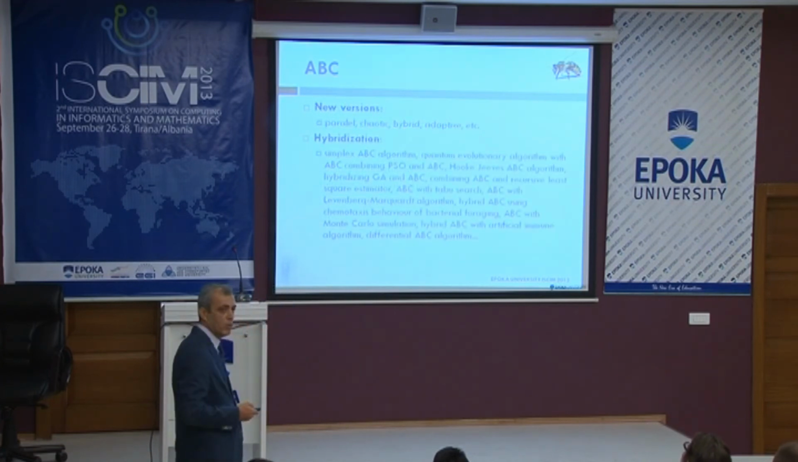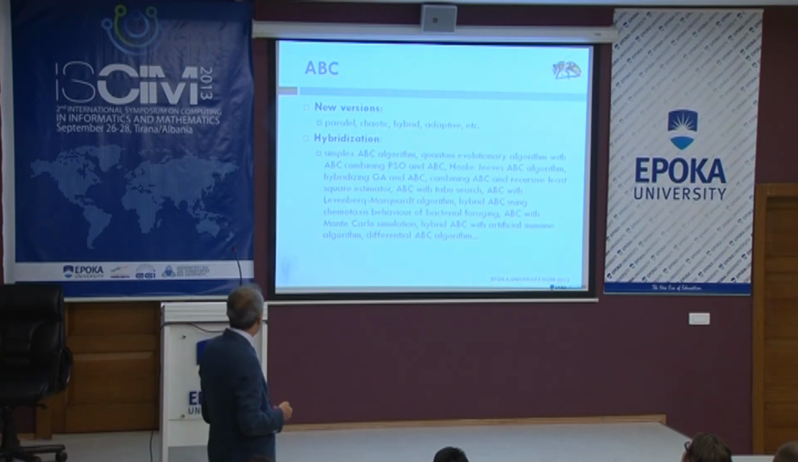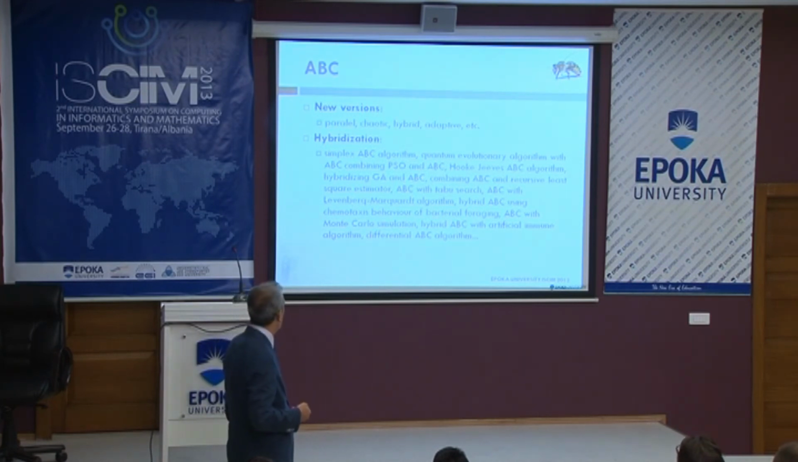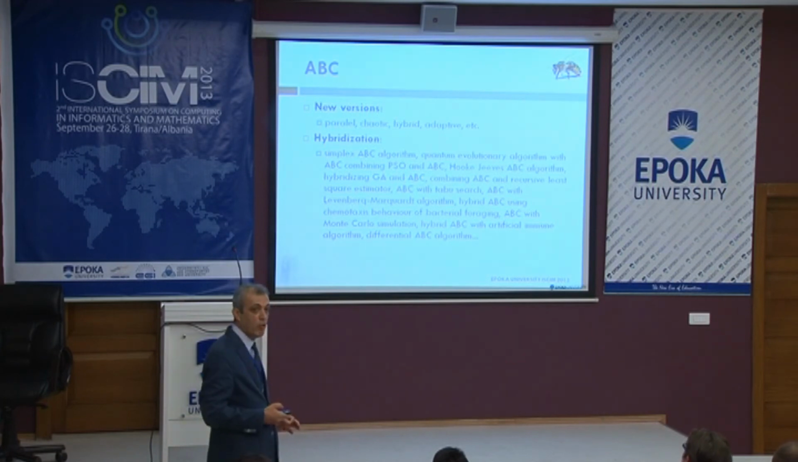New versions. Now there are several new versions in the literature, of course, parallel, chaotic, hybrid, and adaptive versions. And there are also several studies which hybridize ABC with other traditional or nature-inspired algorithms. For example, quantum evolution algorithm combined with ABC, and there are several others.